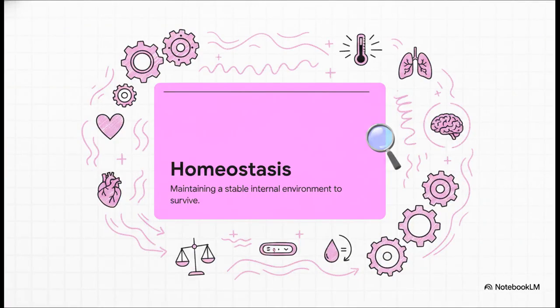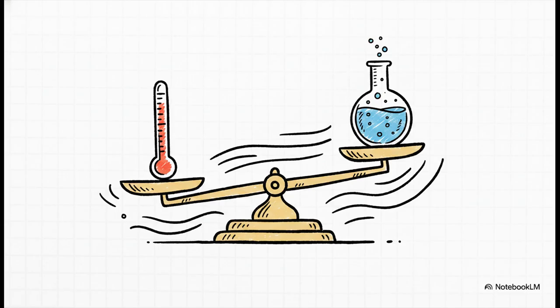Then there's homeostasis. This is the biological Goldilocks zone, maintaining a super stable, perfectly balanced internal environment. Think of balancing scales. Homeostasis constantly works behind the scenes, keeping your temperature and pH levels perfectly aligned.